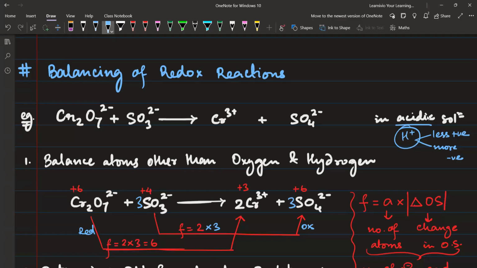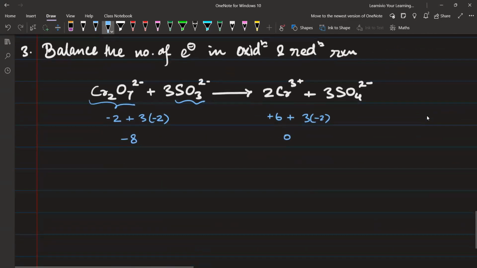If both are positive, then where are we going to add H positive? The less positive part. If both are negative, then where do I need to add H positive? Wherever there is more negative. Fine. Now, between -8 and 0, obviously more negative is -8. So in this reaction, I will add 8H positive.